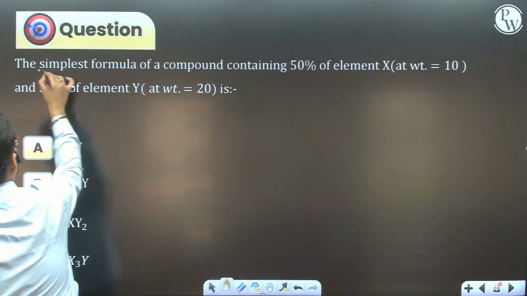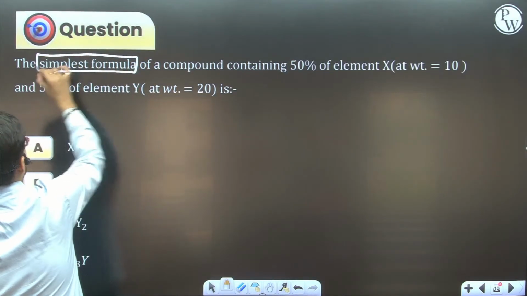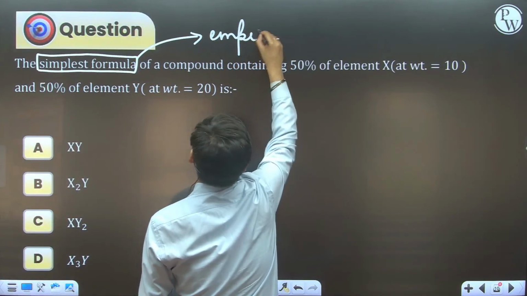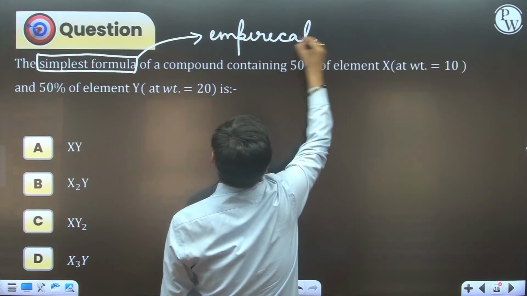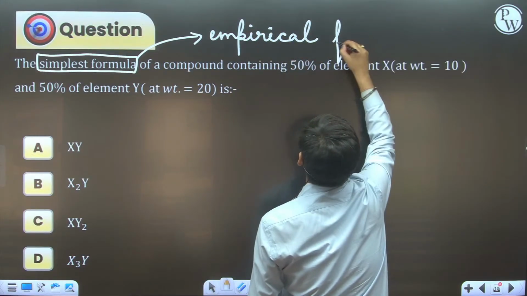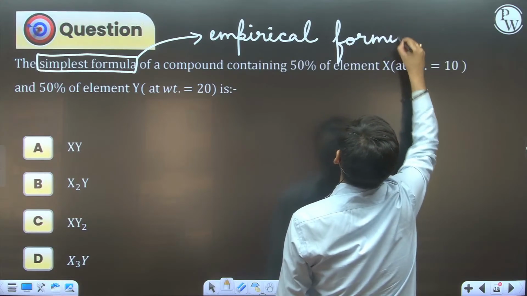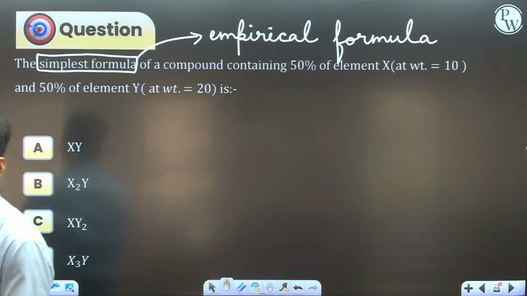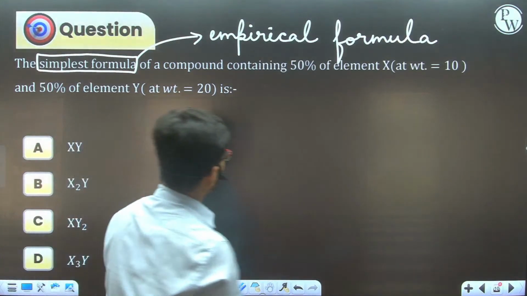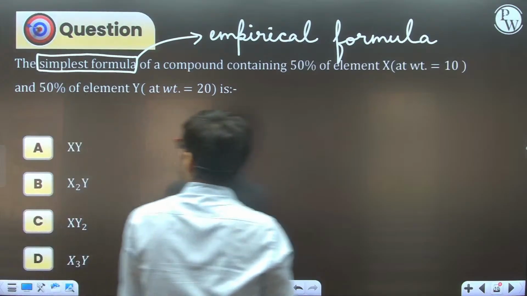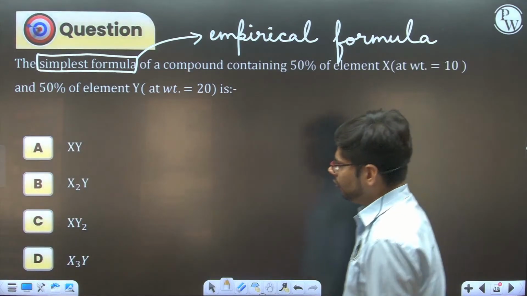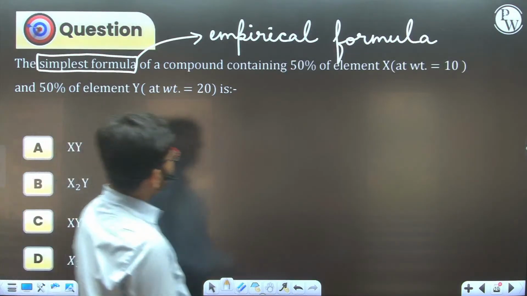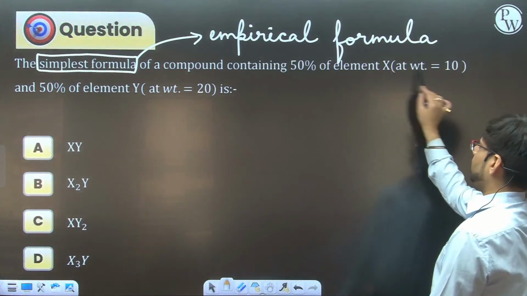Now, whenever you look at this, it means they are talking about the empirical formula. Empirical formula. Simplest formula means empirical formula. So we have to determine the empirical formula of the compound. Okay, the compound contains 2 elements X and Y. Clearly they have mentioned, you can check the options. And this means atomic weight.